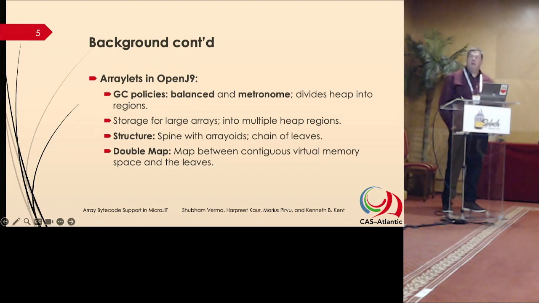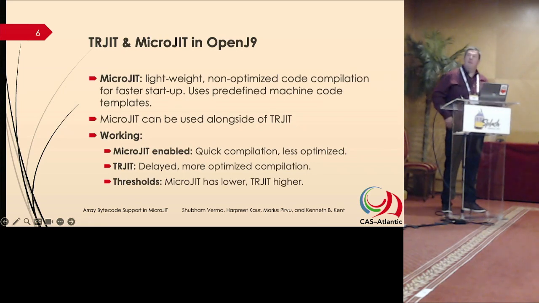In order to improve performance with some of the JNI calls and things of that nature where contiguous arrays are expected to be accessible, it employs a double map, which utilizes the operating system's virtual memory space to remap those regions back into a contiguous manner. Okay, so arrays are not contiguous, is the short of it.